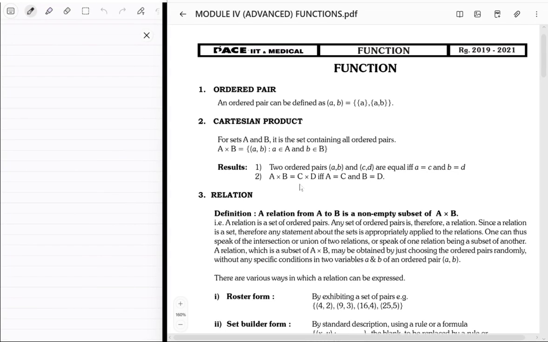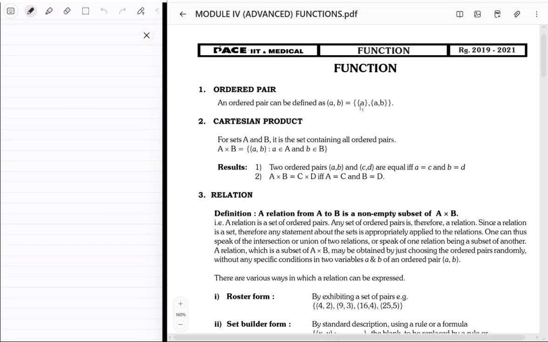Okay, so somebody asked me to teach functions, go from top to bottom, teach it actually. So that's what I'm going to do. I'm going to do the in-chapter exercises, and at the same time I'm actually going to teach the theory. So let's start. First, you got an ordered pair.